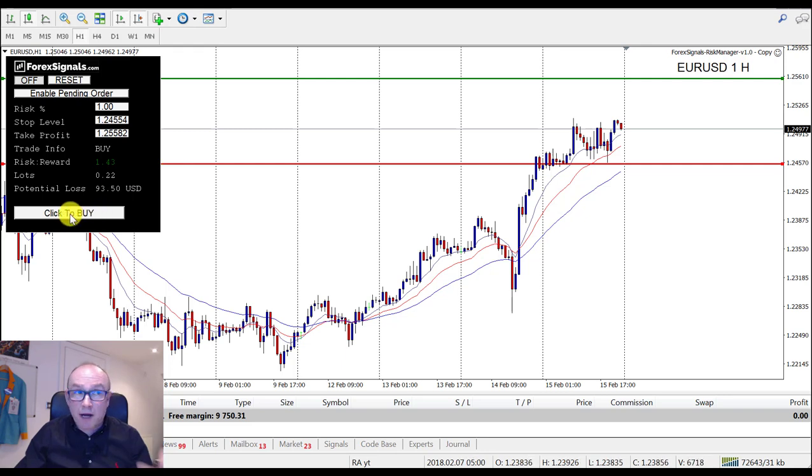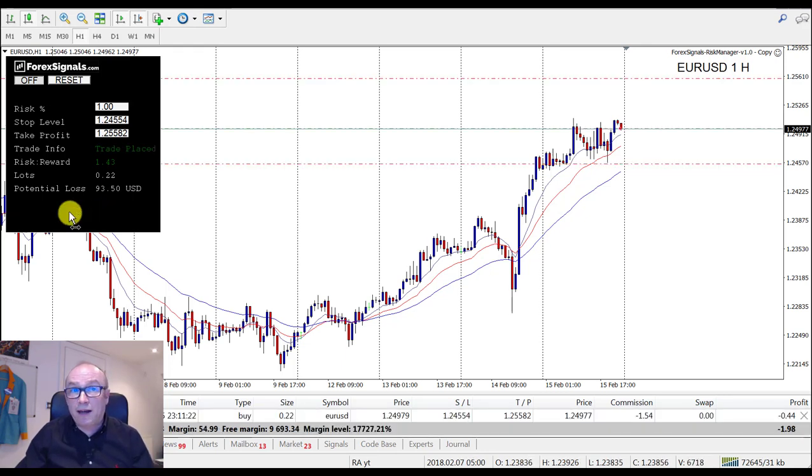Placing that there now, market order would place that market order at that level. You can see down here, market's been placed, order's been placed, 0.22 of a lot. There's the currency pair, there's the stop loss, there's the take profit target, and so forth. This is a practice account with just under $10,000 in there.